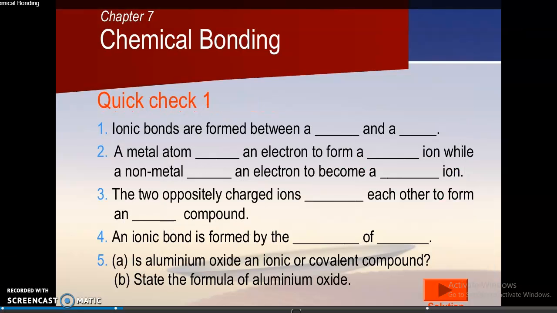Let's have a quick check for this discussion. Ionic bonds are formed between dash and a dash.